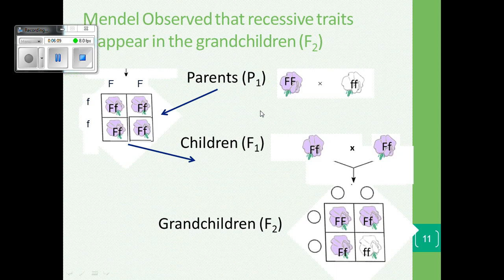So here's what he observed, and this tool right here is a Punnett square, which we use to determine probability. He observed these traits in the grandchildren. He started off with two purebreds in the P1 generation, a purple flower and a white flower, and he crossed them together, and they were all purple. But when he took some of the children, the F1, and bred them, he got a white plant. In the first generation they were all purple, but that white plant didn't show up until the grandchildren. So it skipped a generation.